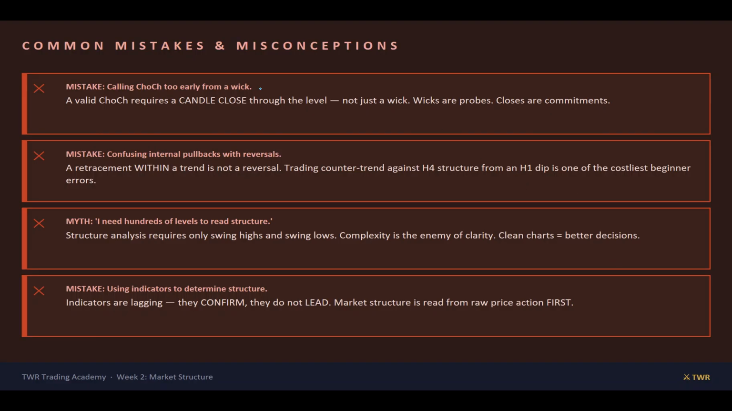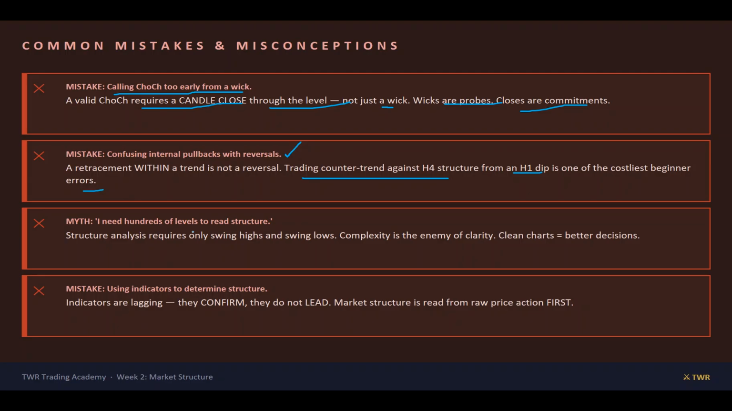Common mistakes and misconceptions to avoid. Number one, calling a change of character early from a wick. A valid change of character requires a candle close through the level, not just a wick. Wicks are just probes, and closes are commitments. Number two, confusing internal pullbacks with reversals. Trading counter-trend against the 4 hour from a 1 hour dip is the smallest, costliest beginner error.